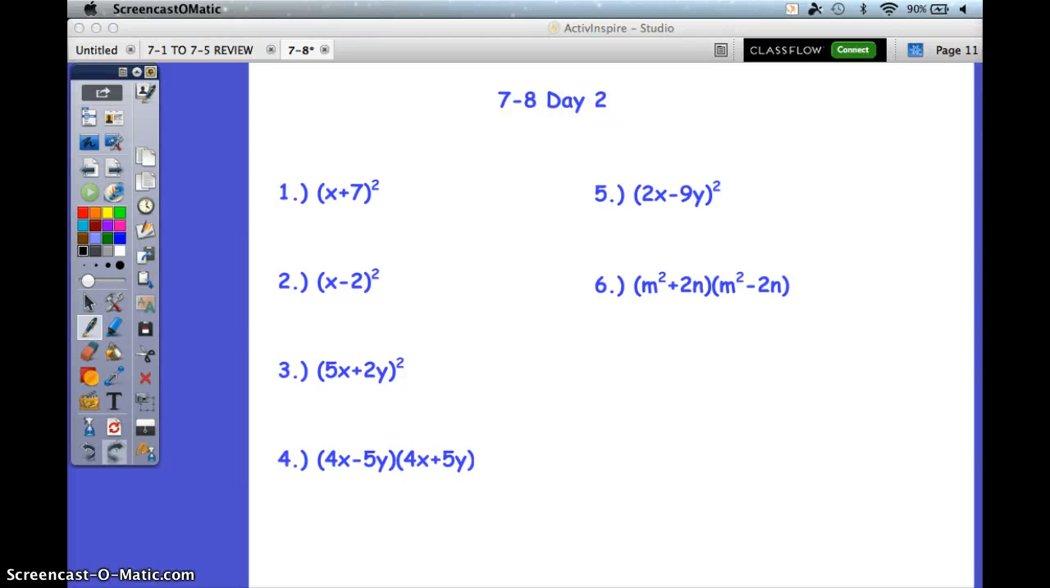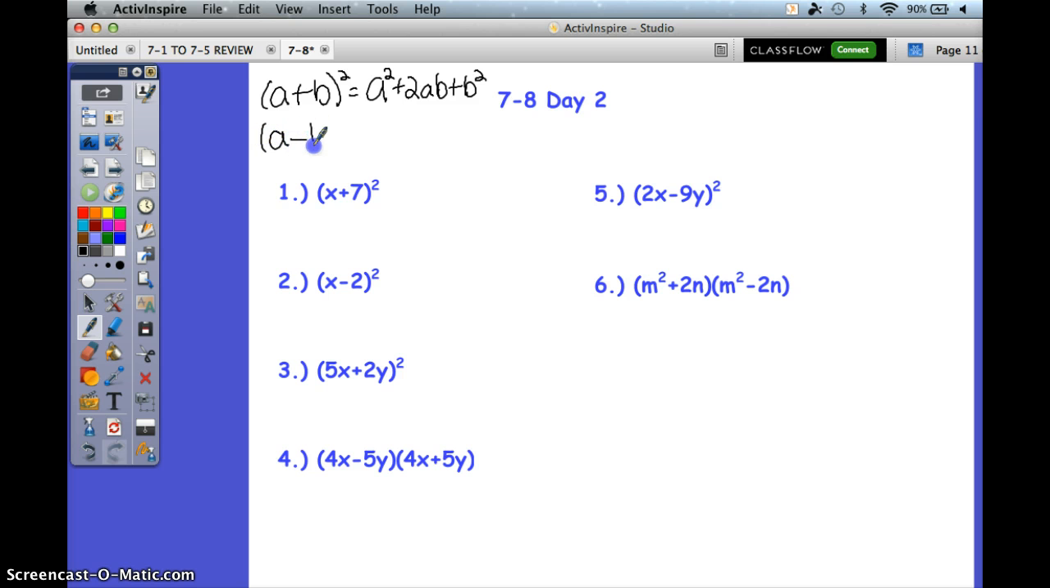So today we're just going to do a bunch of practice and remember what our different rules are. Remember, if we have a plus b quantity squared, it's a squared plus 2ab plus b squared. If you have a minus b quantity squared, it's a squared minus 2ab plus b squared, because a negative times a negative will always be a positive.